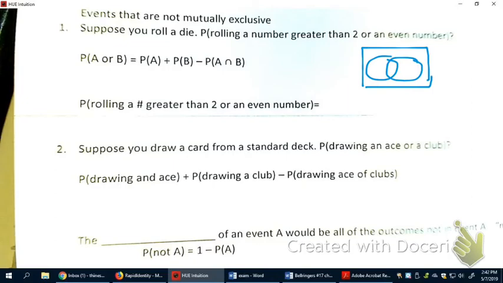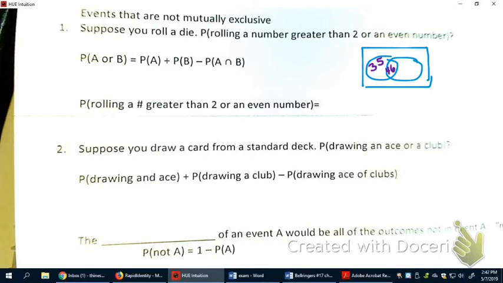we're going to let A be numbers greater than 2. Okay? Well, what numbers are greater than 2? 3, 4, 5, 6. I'm just going to put a 3 and 5 in there, because my other one is even numbers, and I know 4 and 6 are even, so I'm going to go ahead and put that in there.